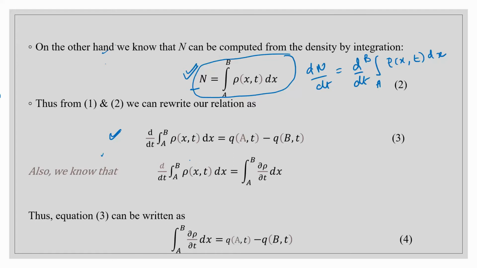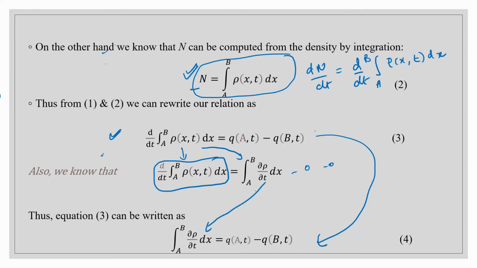Now by the Leibniz rule of integration, you know that I can write this integral as equal to this. Why this partial sign? Because rho is a function of both x and t, and here A and B are constants, so other terms will go to 0. So by the Leibniz rule of integration you will have this equal to this. Using this rule, equation number 3 can be written as equation number 4.